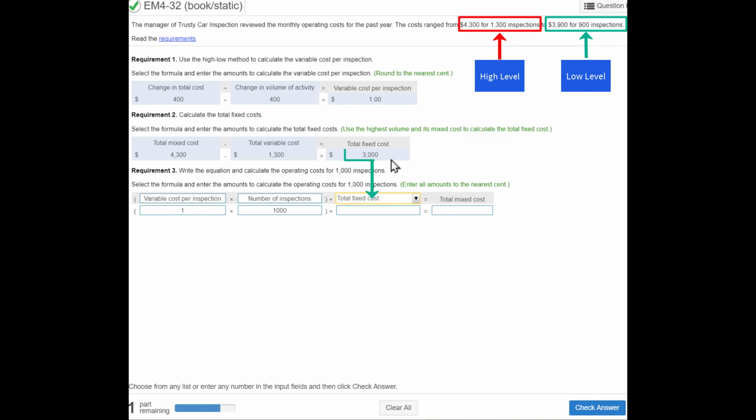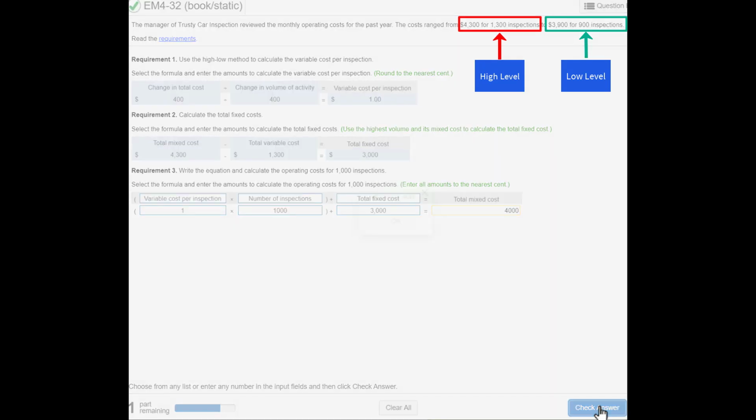And then what is the total fixed cost? We already calculated that. It's 3,000. So copy and paste. So again, what we're trying to figure out is what's our total cost going to be if we have 1,000 inspections. We know the level for 1,300 inspections, and we know the level for 900 inspections. So what's it going to be for 1,000 inspections? So we're just going to follow the formula, 3,000 plus 1 times 1,000. So that's $4,000 of total mixed cost.